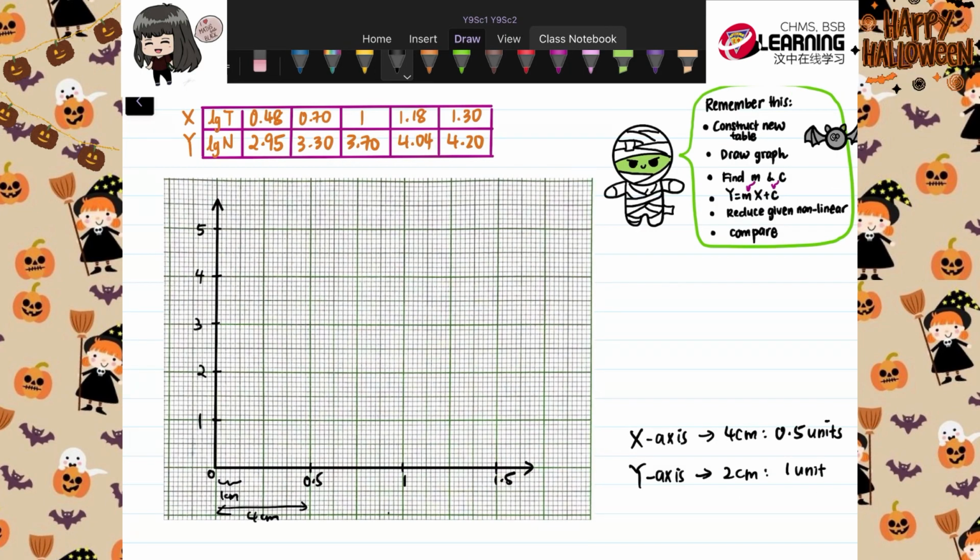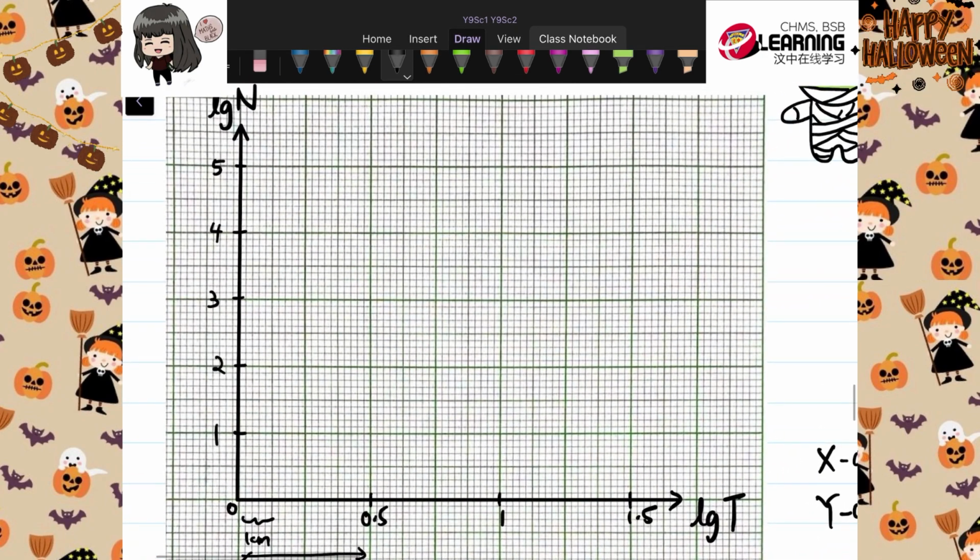And then don't forget to label. This is your log n. This is your log t. Okay, y against x. And then I start to plot. So 0.48, 0.1 is like this. 0.1 is every small 4 boxes. So every 4 small boxes is 0.1. So 0.48 is somewhere near to 0.5.